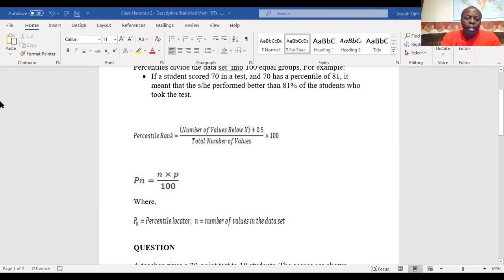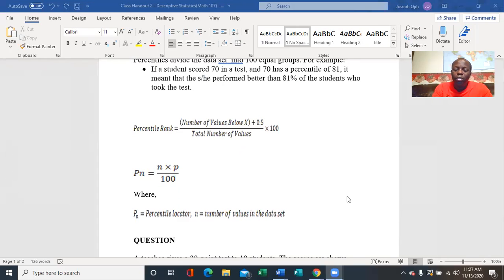And to compute percentile, we use two different computations, depending on what you are trying to measure. If your interest is in finding the percentile rank, then you have to use this formula here: number of values below x plus 0.5, divided by total number of values, times 100.